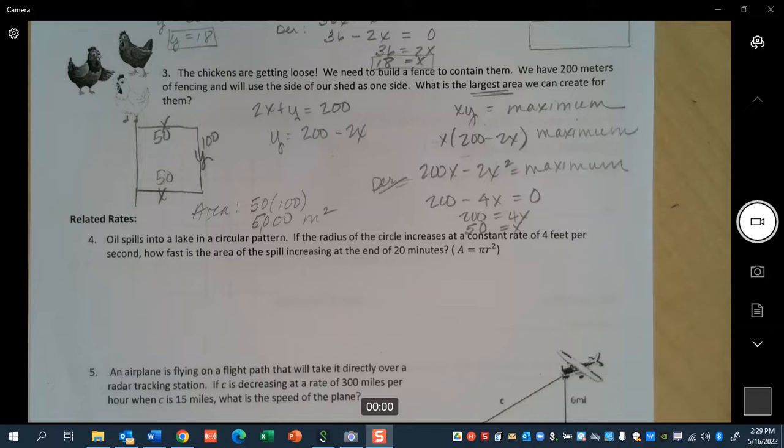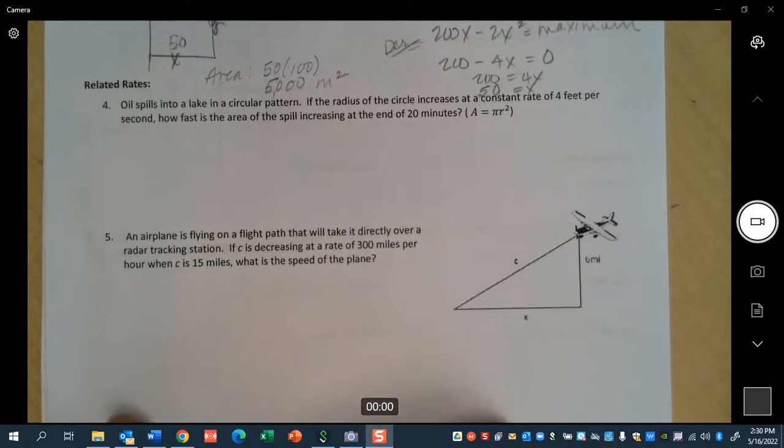Sound okay? Optimization. Feel better? So next year, we're stopping the unit there. And I'm testing the kids. So then they don't get it all twisted up with related rates. Because the second half of our unit was when we talked about related rates.